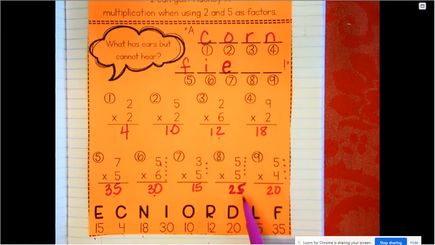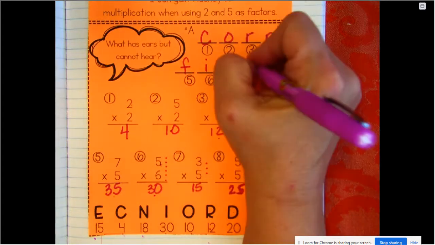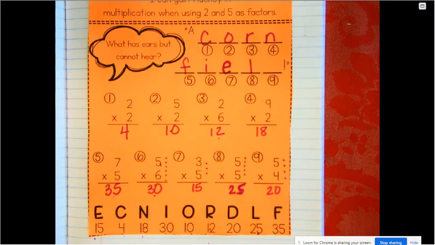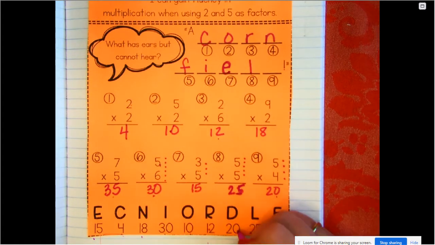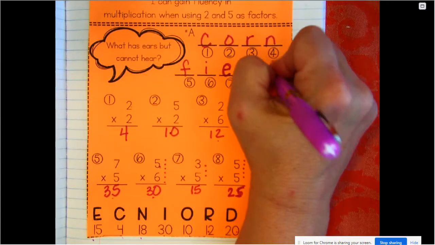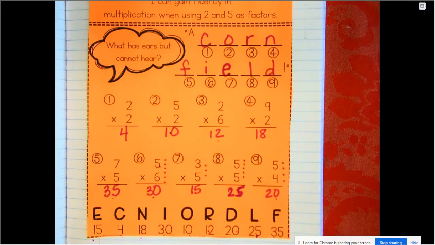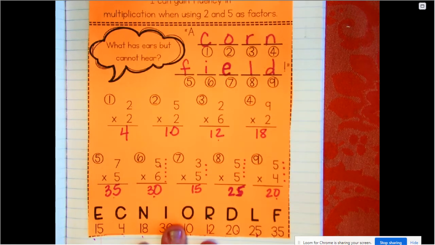Number 8 is 25, so that's L. And number 9 is 20, so that's D. There's your answer. What has ears but cannot hear? A cornfield. Full of ears of corn but cannot hear. All right, please make sure you get all of this written down.